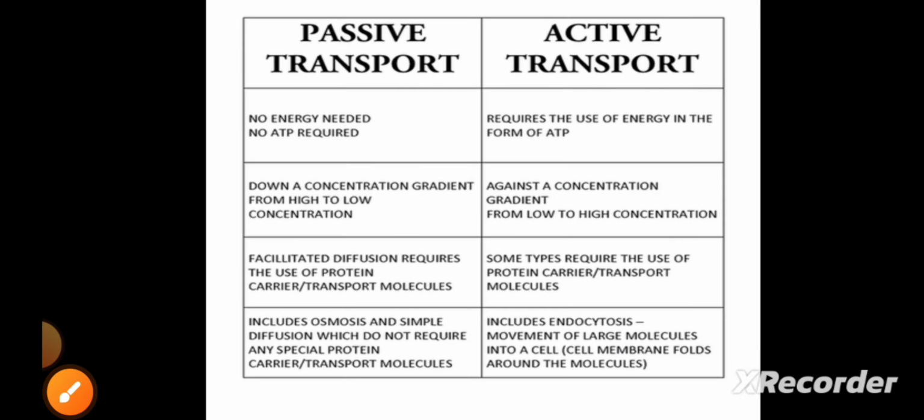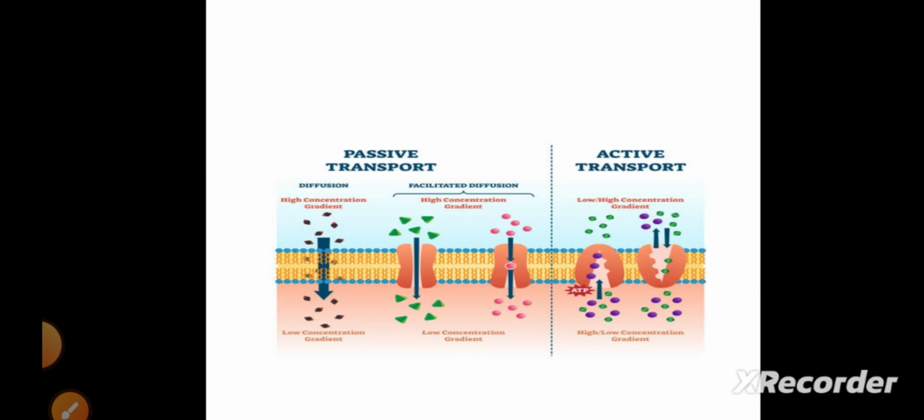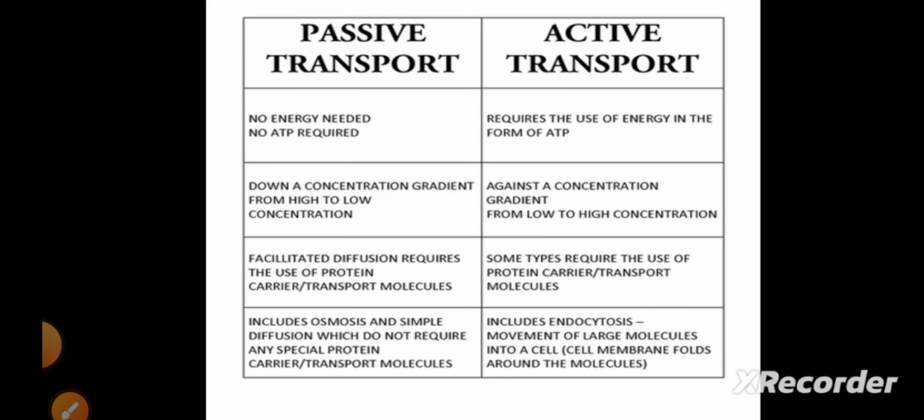Specifically, in passive transport energy is not required, and ATP is also not required, but in active transport energy is required in the form of ATP. See the diagram over here again. ATP is required in active transport, and in passive transport there is no requirement of ATP or energy. Coming to the second point, passive transport goes down a concentration gradient from high to low concentration, as I said earlier. But active transport goes from lower to higher concentration. That means it is acting against the concentration gradient. Mark the point, it is acting against the concentration gradient.